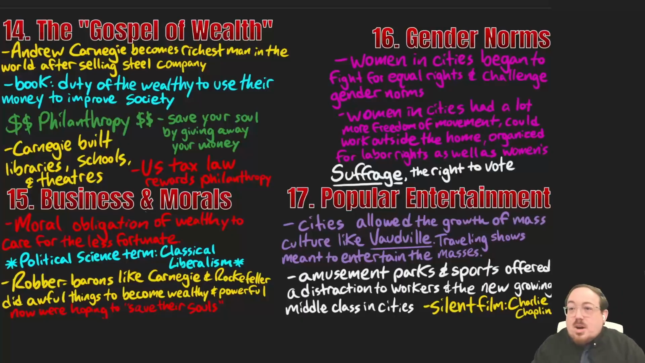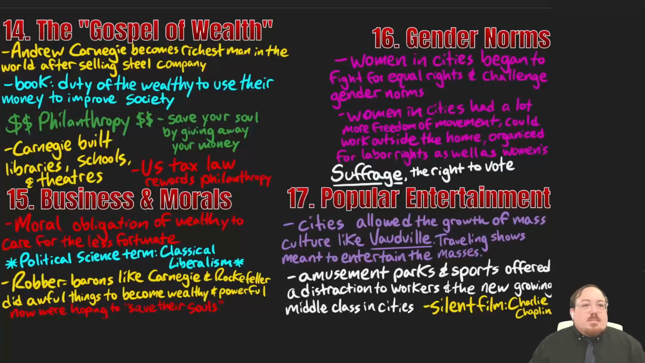Again, this comes from Carnegie's idea of the gospel of wealth, of the rich and powerful needing to use philanthropy to make up for all the terrible things that they had done to help the less fortunate.